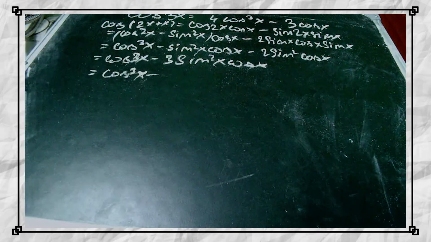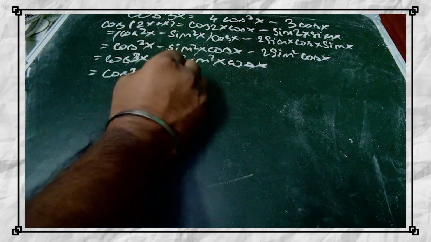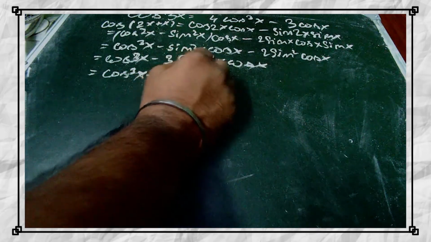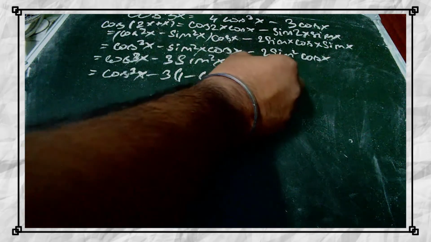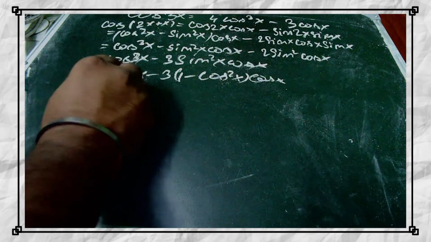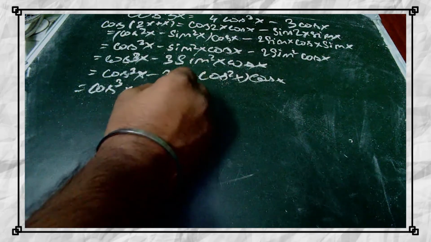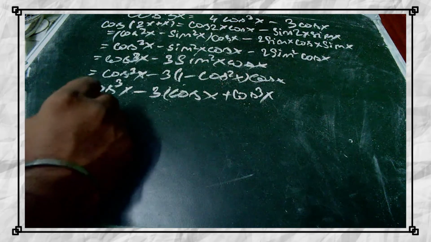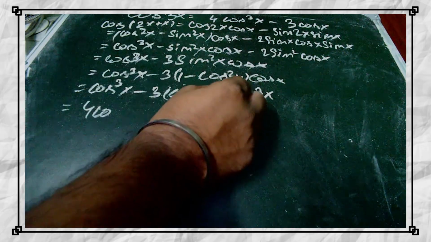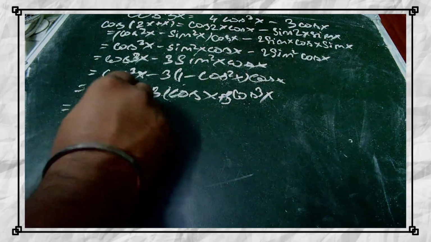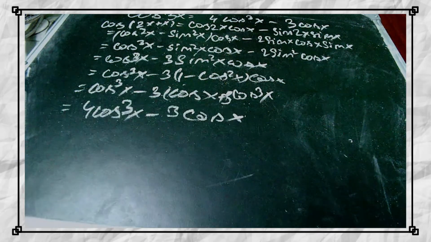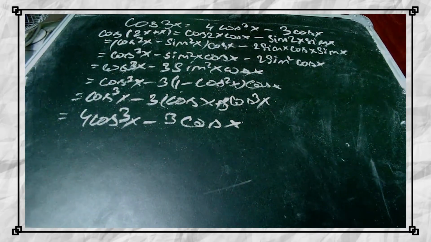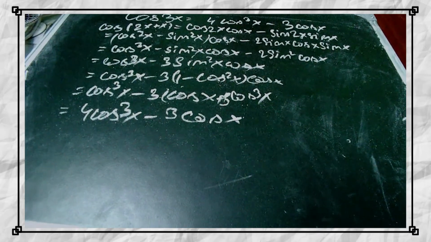Cos cube x is here, and we'll convert sine square x in terms of cos x. So you can write sine square x as 1 minus cos square x, and this will be multiplied whole into cos x. So cos cube x minus 3, after simplification we will get cos of x plus cos cube x, because minus minus becomes plus. So we'll get 3 cos cube x plus cos cube x, we'll get 4 cos cube x minus 3 cos x. So this was the derivation of the formula cos of 3x equals 4 cos cube x minus 3 cos x. Now let's see what will be the value of tan of 3x.